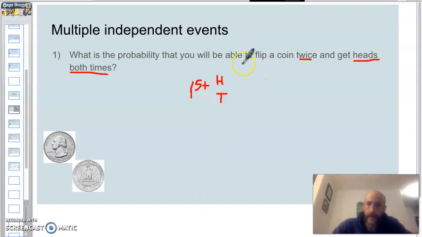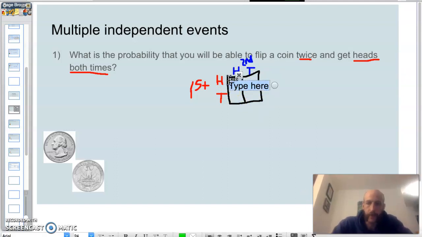And the second time that I flip a coin, I could also get a heads or a tails, right? Because I'm flipping the coin twice. The outcomes for each flip are the same. And we're going to draw our little area model here. We're going to see that there are 4 possible outcomes. We're going to type those in, okay?